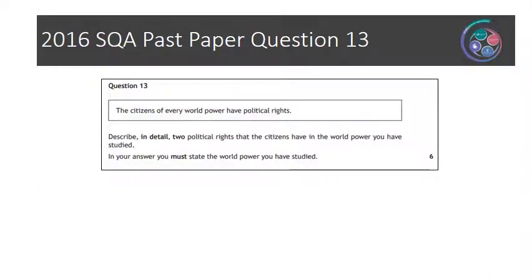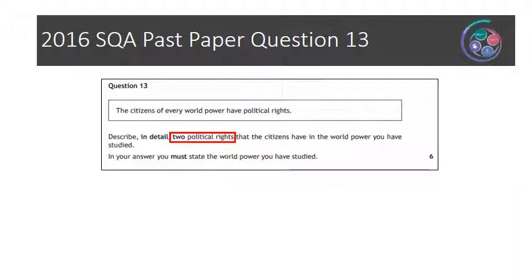So now let's have a look at another example question, this time taken from the International Issues, the World Powers section of the exam. From the 2016 past paper, this is question 13, and it's asking you to describe in detail 2 political rights that the citizens have in the world power you have studied.